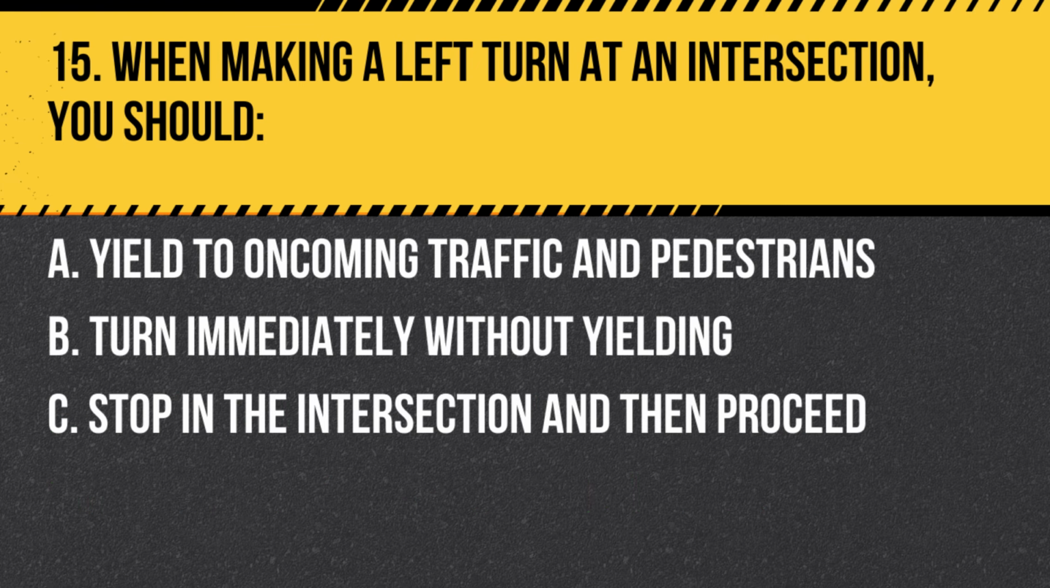Question 15. When making a left turn at an intersection, you should: A. Yield to oncoming traffic and pedestrians. B. Turn immediately without yielding. C. Stop in the intersection and then proceed. Answer: A. Yield to oncoming traffic and pedestrians. When making a left turn, you should yield to oncoming traffic and any pedestrians in the crosswalk before turning.